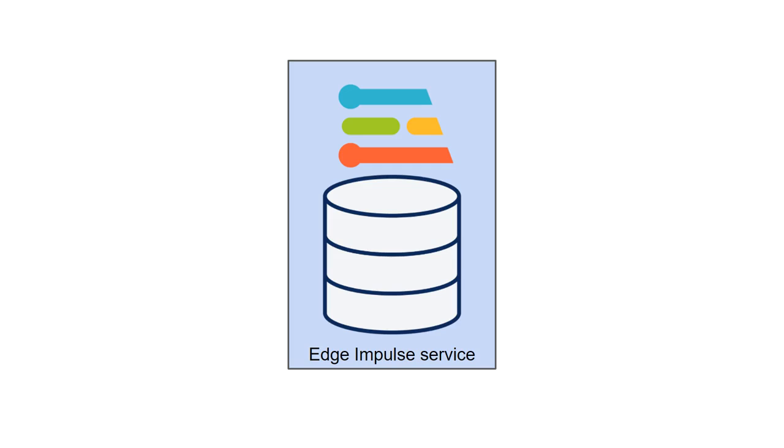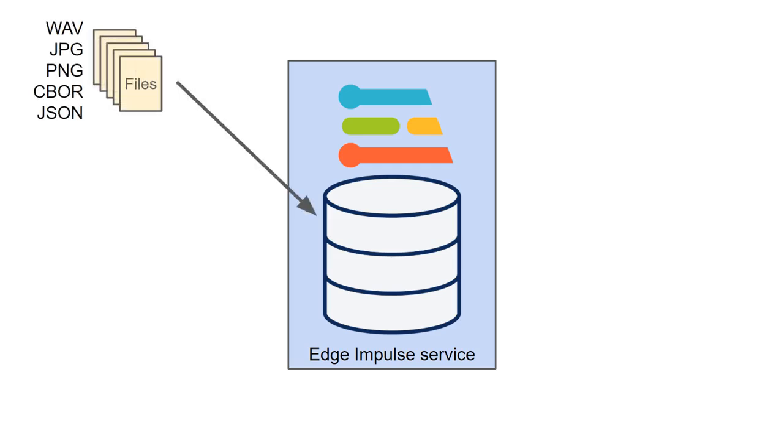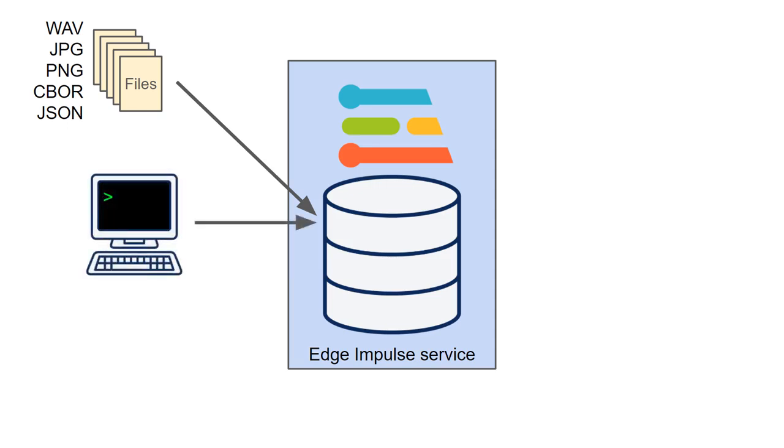There are a few ways to send data to the Edge Impulse service. The most straightforward method is to upload files directly. Right now, Edge Impulse accepts audio files, image files, and raw data stored in CBOR or JSON format. There is a command line tool that will let you create a script to automatically upload these files as well.